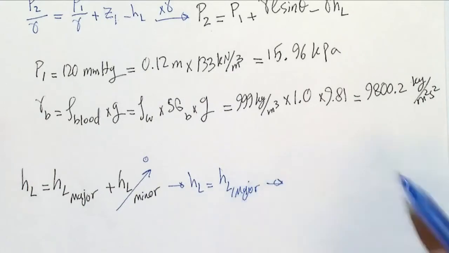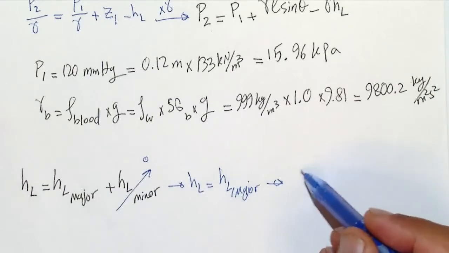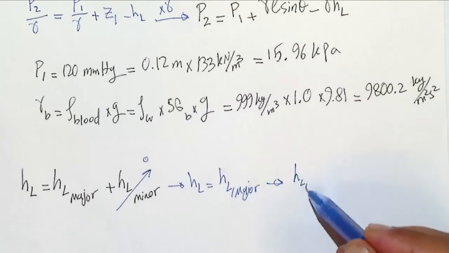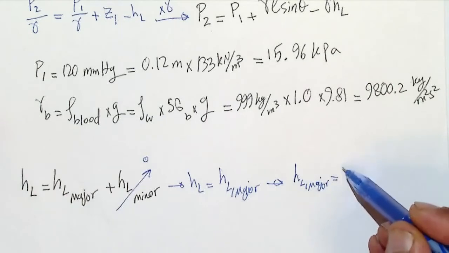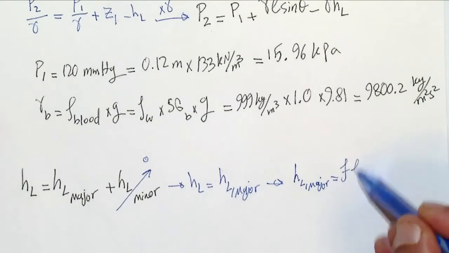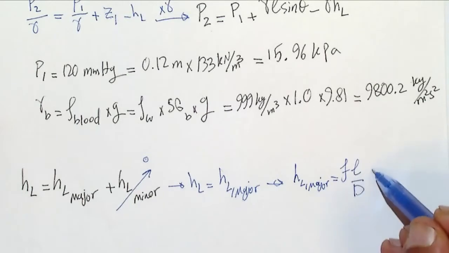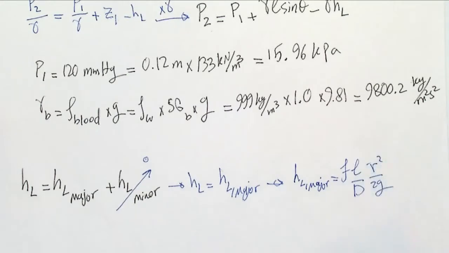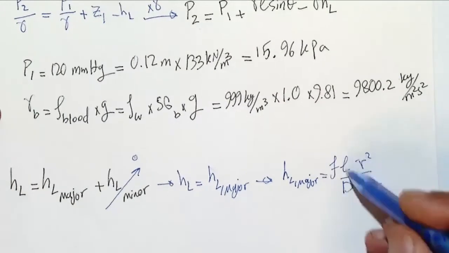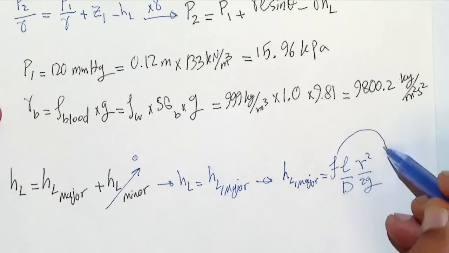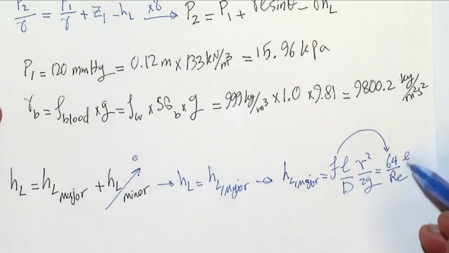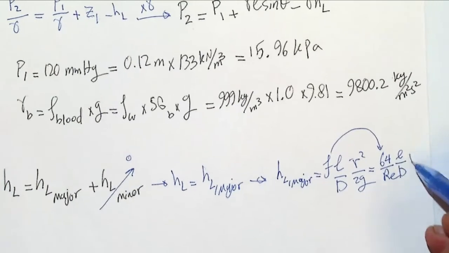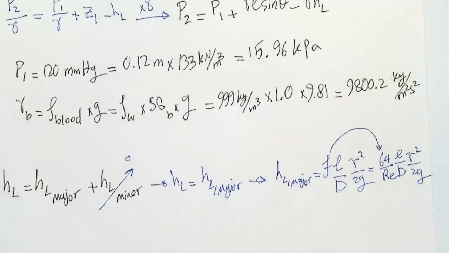So what is the equation for it? Since that's the flow in major, as we talked about in the class, this is going to be F, which is your friction, times L over D times V squared over 2G. That's your equation, and since that's laminar flow, this is going to be 64 over Reynolds times L over D times V squared over 2G. You replace F because of this laminar.